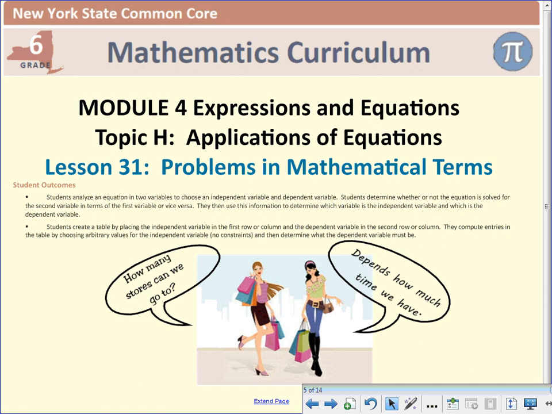Looking at Module 4, Lesson 31, which is Problems in Mathematical Terms. So we're going to be looking at real-world situations again and discussing them in mathematical terms. A lot of this is going to sound familiar. Let's look at the picture. How many stores can we go to? Well, it depends how much time we have. So the number of stores depends on how much time. So we actually have two variables here, two things that can change. The number of stores can change, and the amount of time changes.